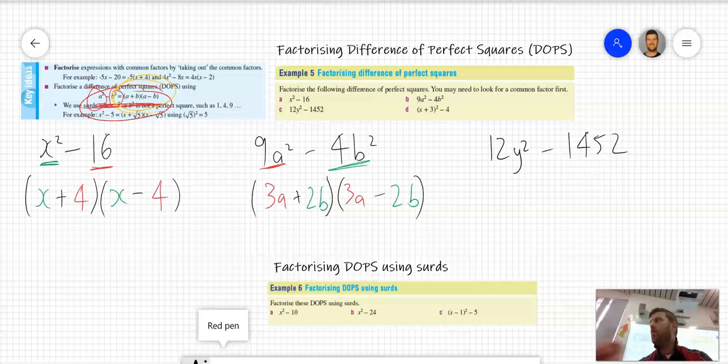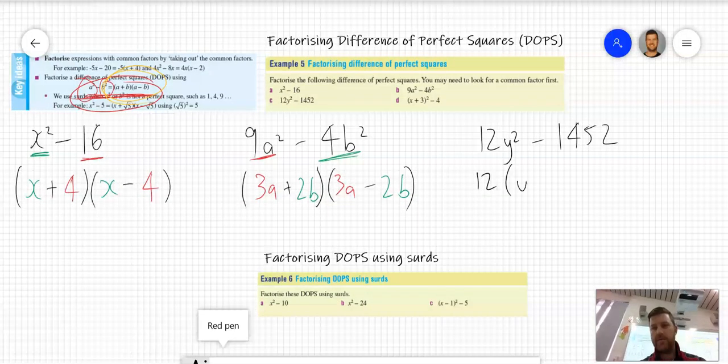So, what happens? Who remembers the process from yesterday? Taking out a common factor. Where does that 12 go? Good, in front of the brackets. Then inside my bracket, 12 times what gives me 12y squared? Y squared. Good. And what's 1,452 divided by 12? 121. Good. Now 121 is a square number, right? Yeah.